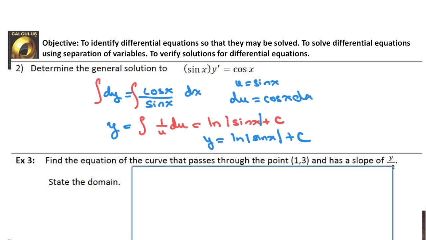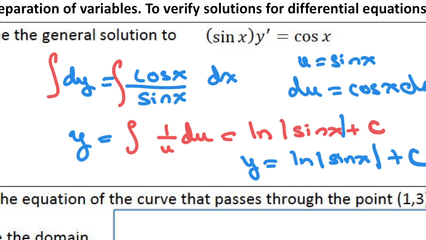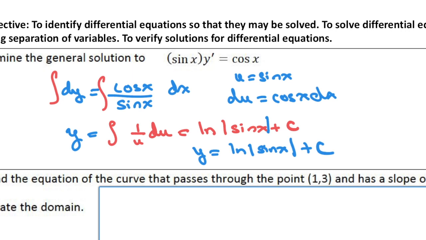For question number 2, we're going to once again separate our variables. Recognize that we have a cotangent on the right side. So maybe you already know the integral of the cotangent. It's not a bad thing to know. And then for this one, we're looking for a general solution. You will not be able to solve for c. So y is the natural log sine of x plus c.